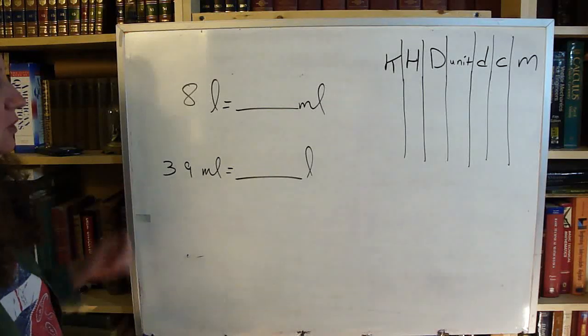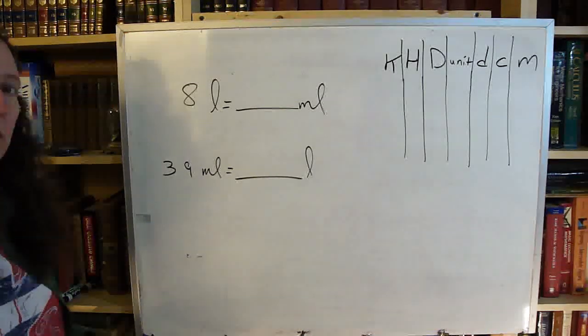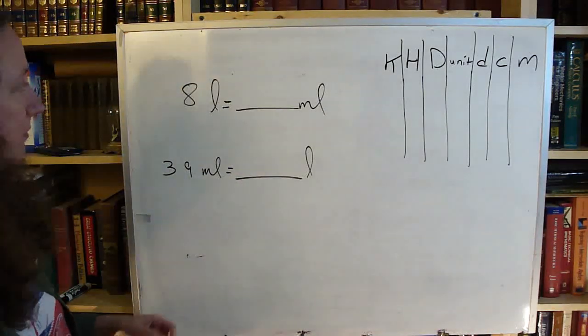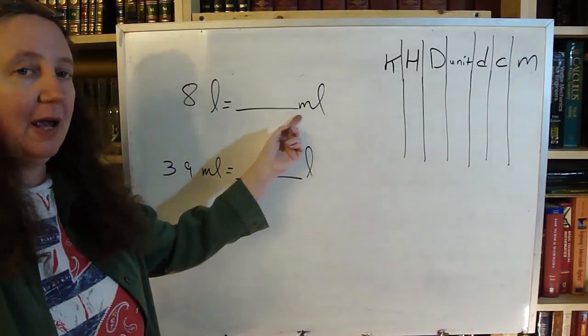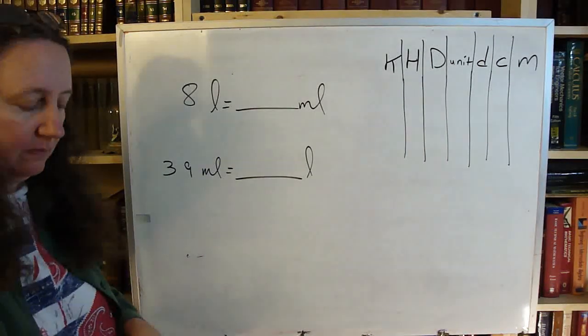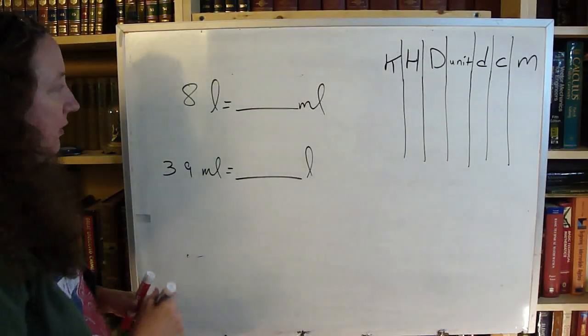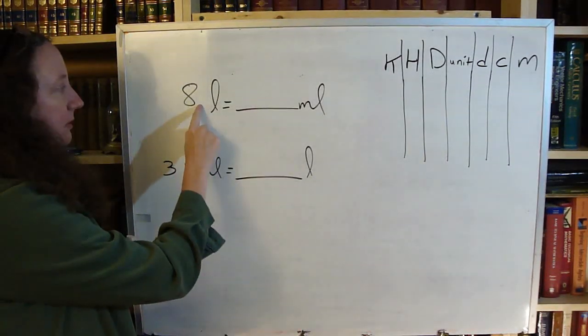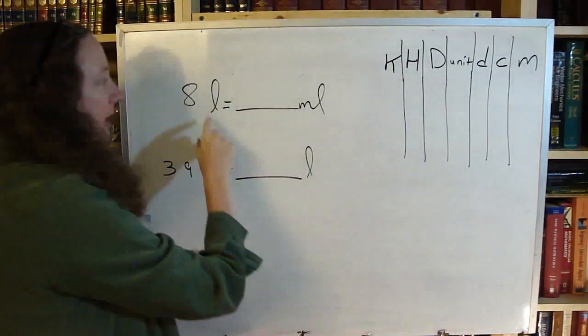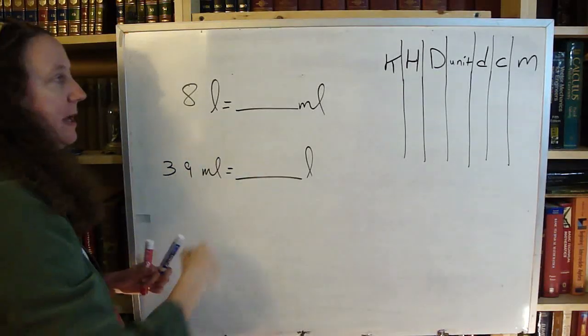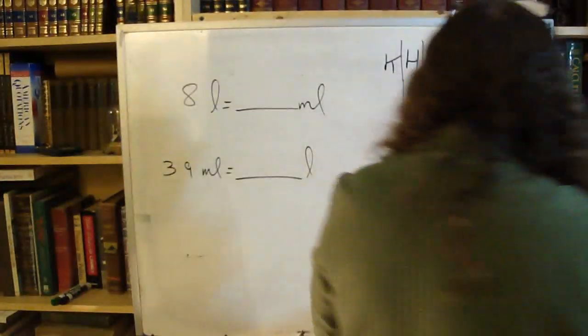Converting metric units, dealing with volumes. Here we are given 8 liters and we're asked how many milliliters that is. So first thing I do is find my decimal point. I take that decimal over to the proper column over there. There's no prefix for my L, so it's in the unit column.